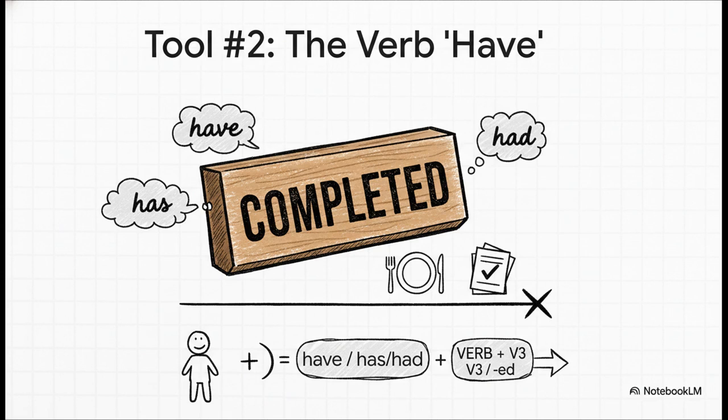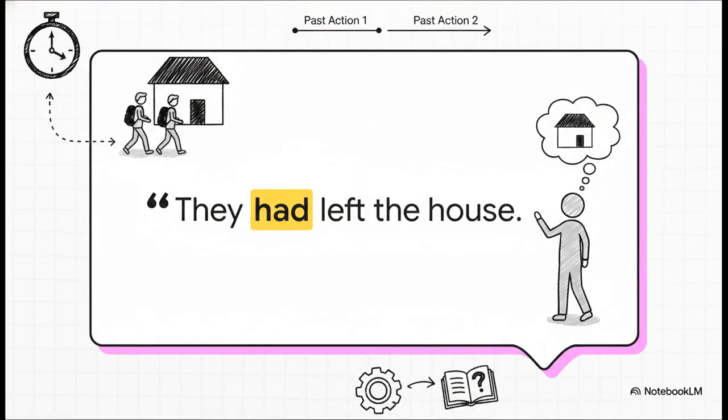Next up in our toolkit is the verb have, and of course its other forms, has and had. This one's specialty is showing that an action is completed, that it's all done. The basic setup is your subject, the correct form of have, and then the main verb, which we call the past participle, usually ending in ed or en, like played or eaten. Take a look at this one. They had left the house. The word had shows us this action was completed sometime in the past, often before something else happened. So you could say, they had left the house before I arrived. It's all about putting past events in the correct order.